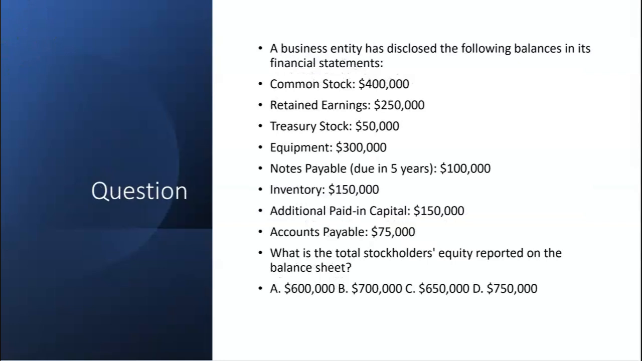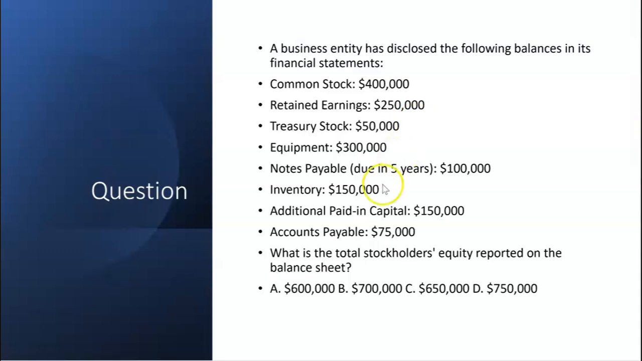How about this? A business entity has disclosed the following balances in its financial statements. And what do they want to know? What's the total stockholders' equity reported on the balance sheet? So you got common stock, $400,000. Is that stockholders' equity? Yes. Retained earnings, $250,000. Add those two together. Treasury stock, subtract $50,000. You're at $600,000 right now. Are we done? Is the answer A?